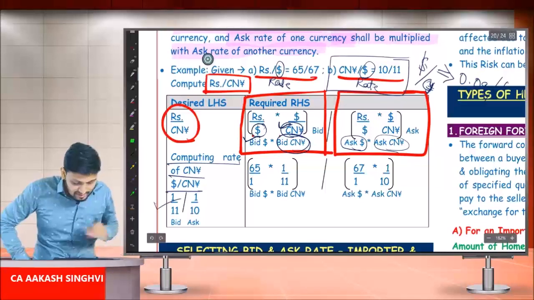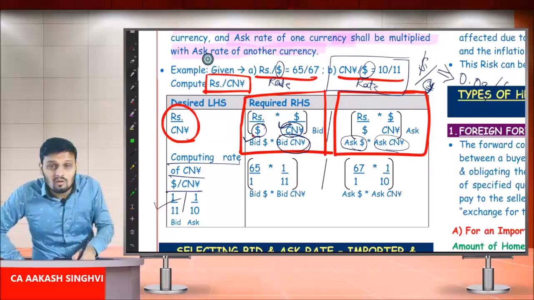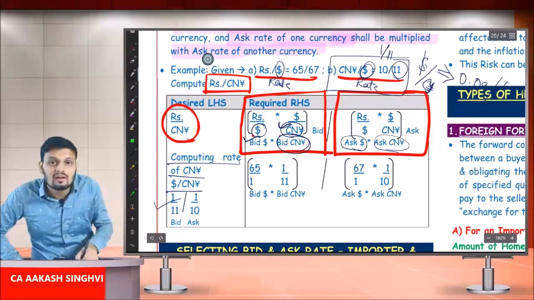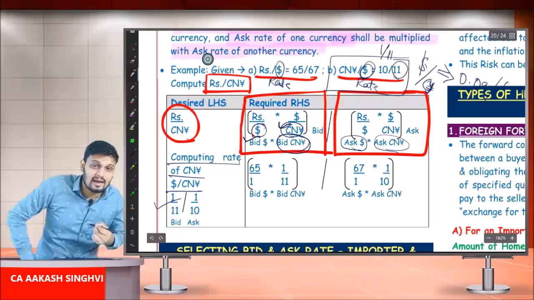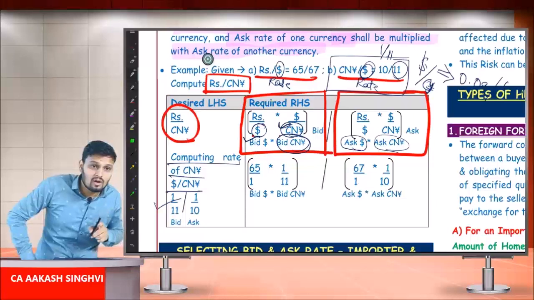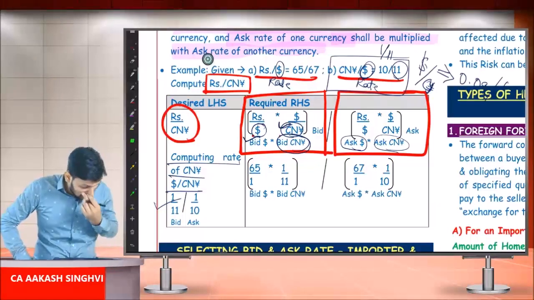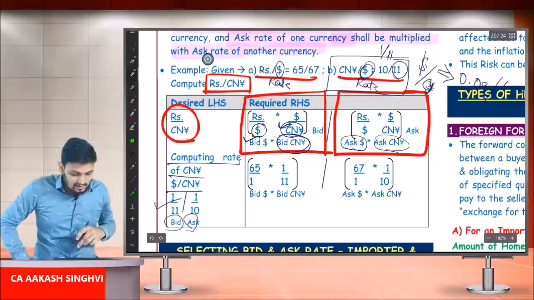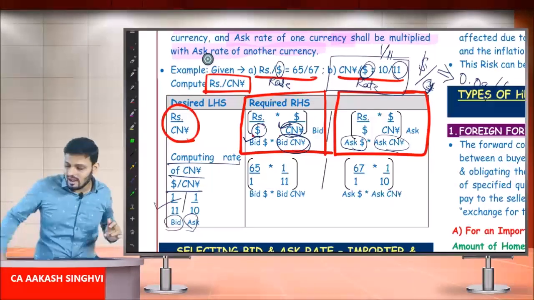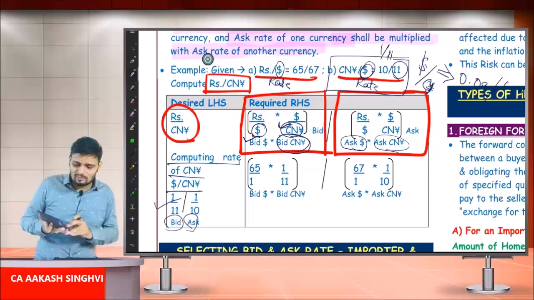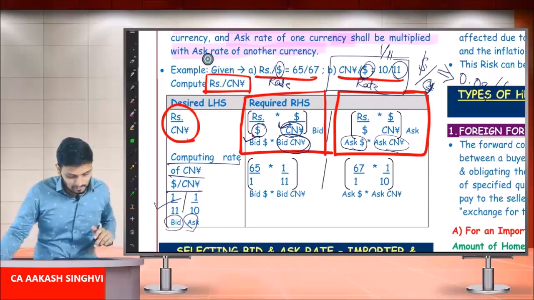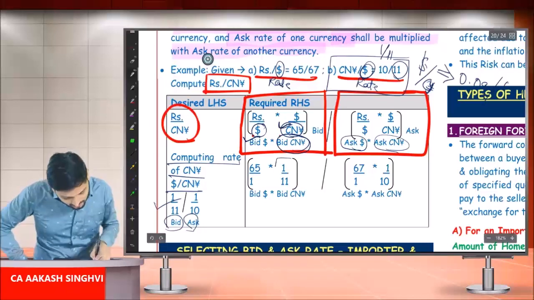I have done the same thing, 1 divided by 11. So you all know 1 divided by 11, that is 1 divided by ask rate of dollar, will give you bid rate of Chinese yen, and 1 divided by bid rate of dollar will give you ask rate of Chinese yen. So you can see here bid and ask. 1 divided by 11, 1 divided by 10. You can even skip this 0.0909. You can just write 1 divided by 11.